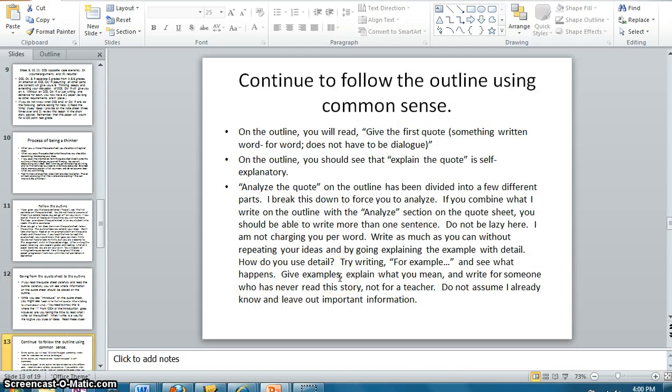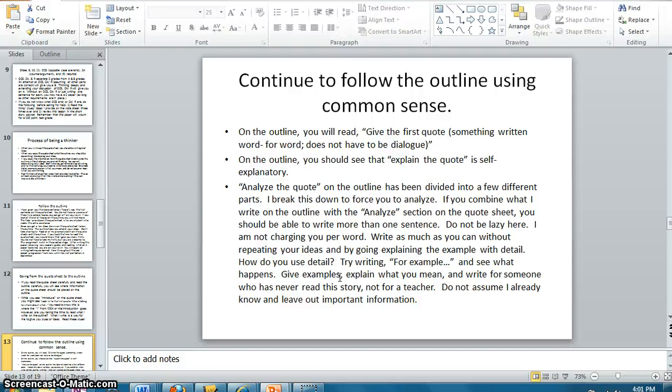Continue to follow the outline using common sense. On the outline you will read, give the first quote. Something written word for word does not have to be dialogue. On the outline you should see that explain the quote is self-explanatory. You have to figure out how to take what's on your quote sheet and how to apply it to your outline. So if I wrote in the outline, give the first quote, you look for where it says quote in the quote sheet. You have to use the quote sheet and outline and compare both and see where each thing goes.